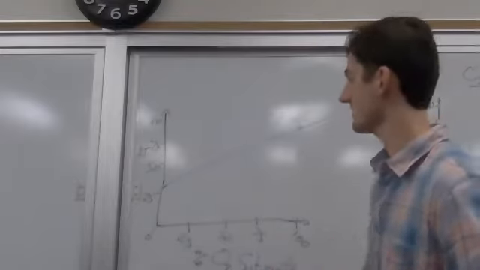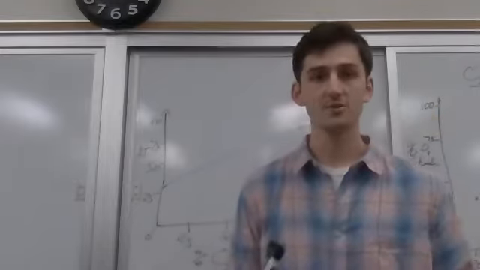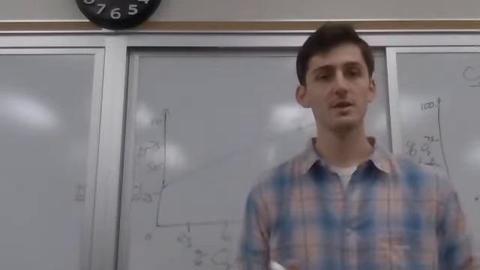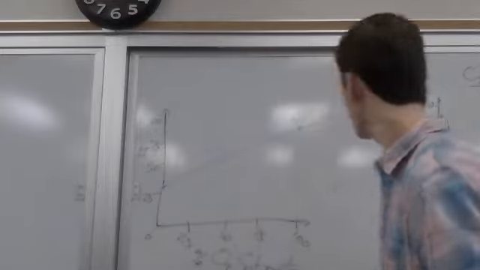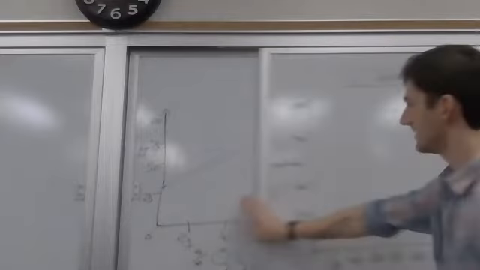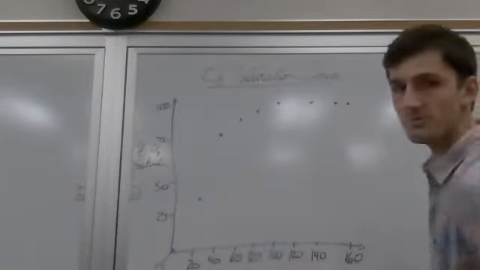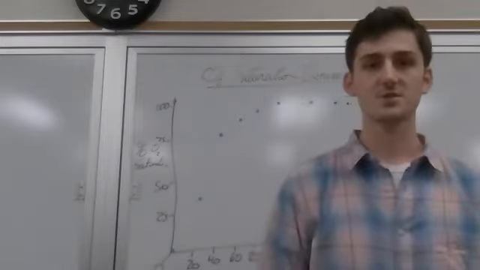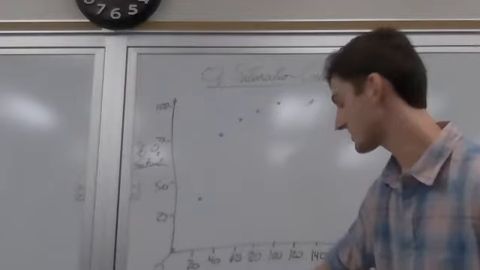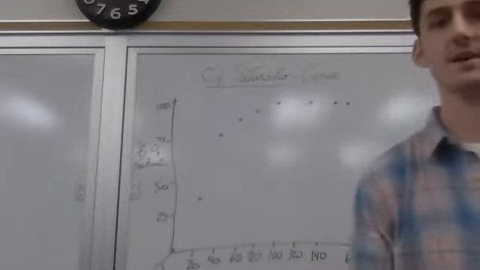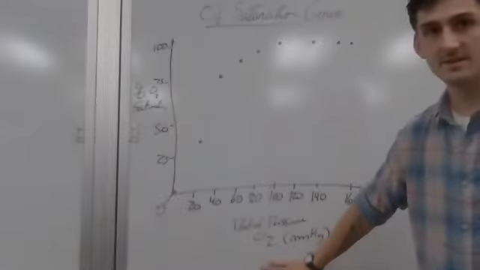So from there, we had values for percent transmittance. We calculated the partial pressure of oxygen within each of these vials. From there, we made an oxygen saturation curve. Once again, we have partial pressure on this x-axis right here.